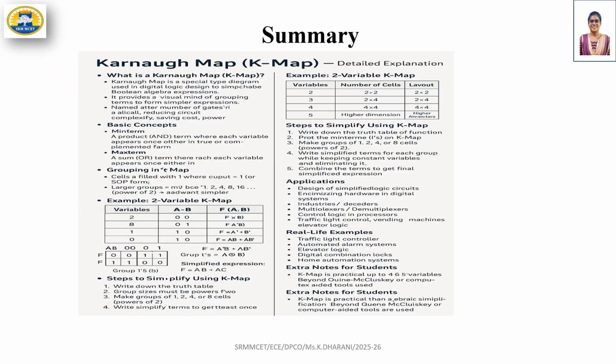Then we can go ahead to the summary. See, as we have discussed in the previous one, I have given quick notes of a summary which you can easily identify. For example, I have given variables 2, 3, 4 and 5. The number of cells would be 2 cross 2, and for 3 we can have 2 cross 4, and for 4 we can have 4 cross 4. And the layouts also I have mentioned.